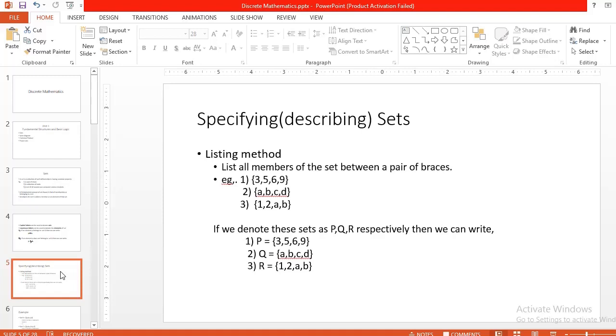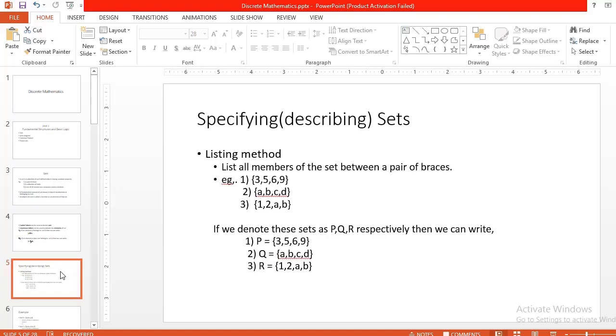In earlier slides we discussed what a set is and how we can denote it. Now, how can we describe or specify a set? I have covered two methods here. The first method is called the listing method. By the listing method, we can specify a particular set.